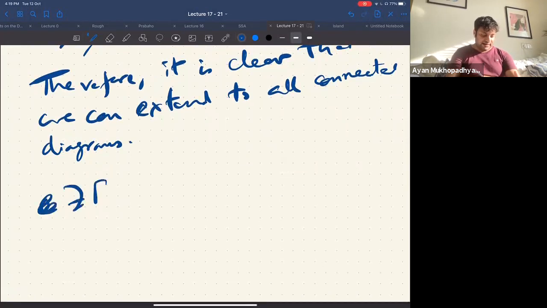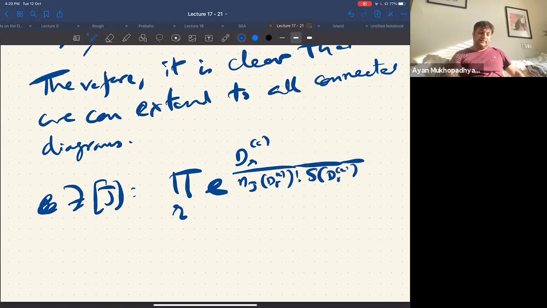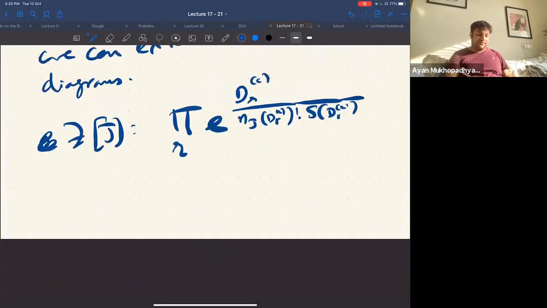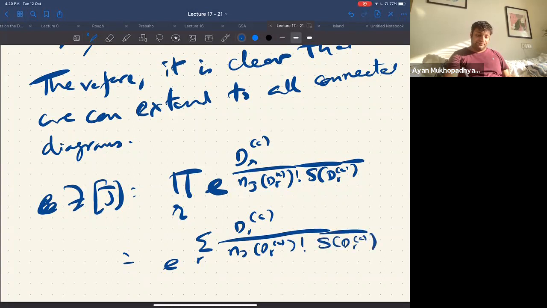Therefore Z of J has to be equal to the product of e to the power of each connected component, which I can call a diagram D_rc, divided by N_J(D_rc) factorial times S(D_rc). So it is simply a product, and this is equal to e to the power of the sum over r of D_rc divided by N_J(D_rc) factorial times S(D_rc). Okay.